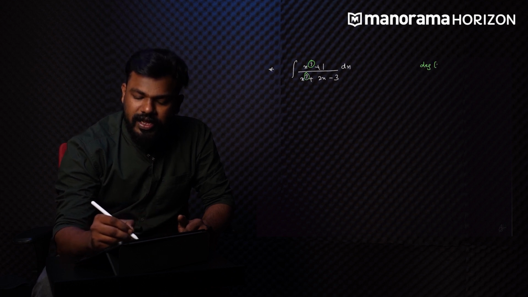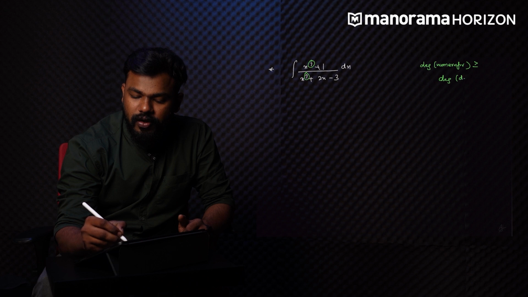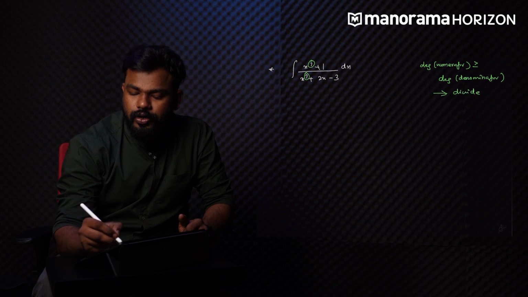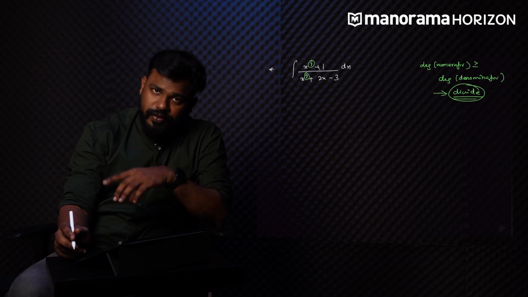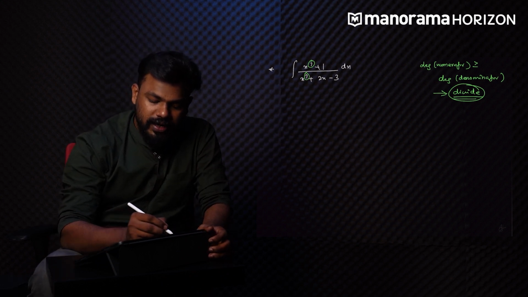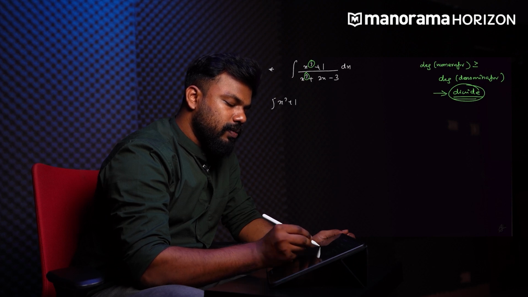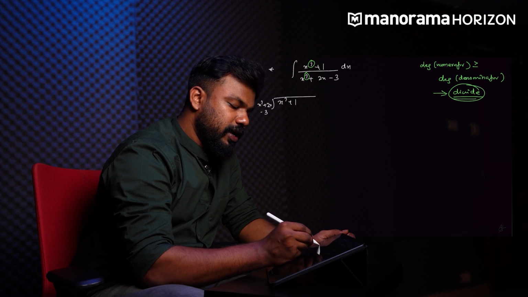So, listen here, if the degree of numerator is greater than or equal to the degree of denominator, then you have to divide the numerator by the denominator. So here it is equal. If it is equal also you have to divide. So dividing them, what will we get? Dividing x square plus 1 by x square plus 2x minus 3, you will be getting 1.